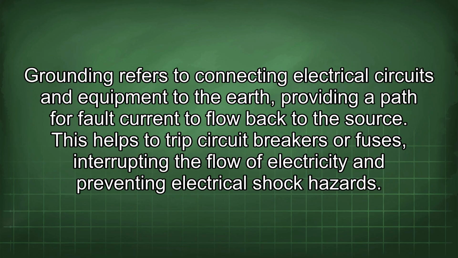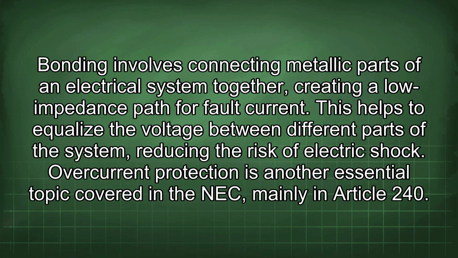Grounding refers to connecting electrical circuits and equipment to the earth, providing a path for fault current to flow back to the source. This helps to trip circuit breakers or fuses, interrupting the flow of electricity and preventing electrical shock hazards. Bonding involves connecting metallic parts of an electrical system together, creating a low impedance path for fault current. This helps to equalize the voltage between different parts of the system, reducing the risk of electric shock.